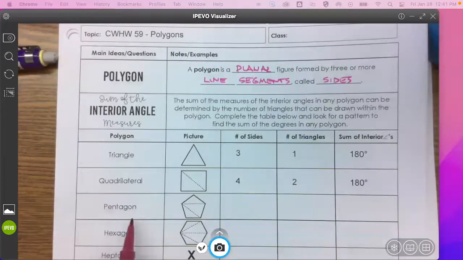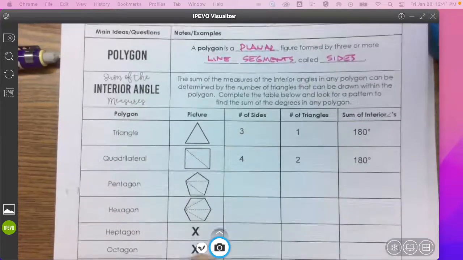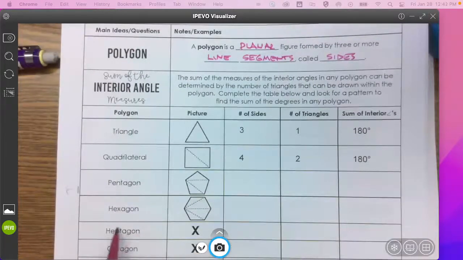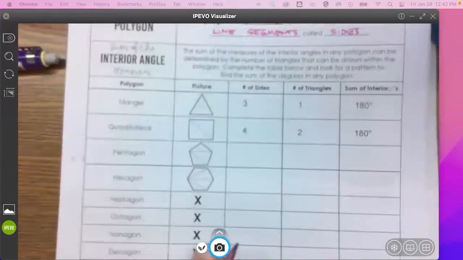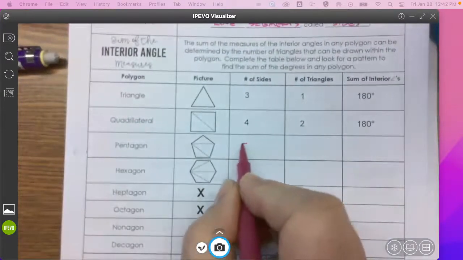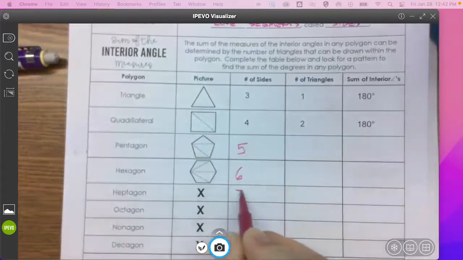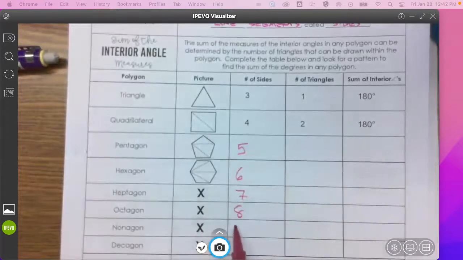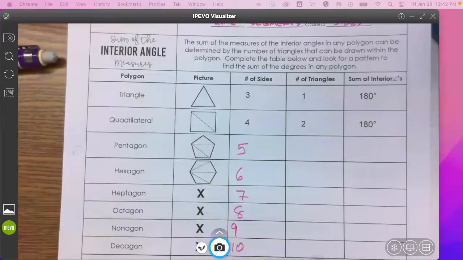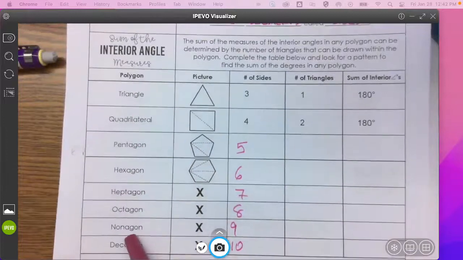You probably recognize the pentagon name, hexagon. You might not recognize the next one. Would you like to guess how many sides this one has? Heptagon has 7, octagon has 8, nonagon has 9, decagon has 10. So on this note sheet, we're going to write in those number of sides. Part of this unit is being able to name polygons by their appropriate name. These are the names you should memorize.